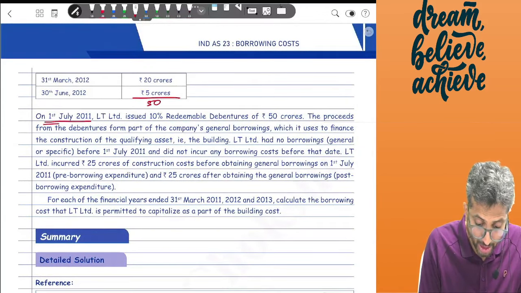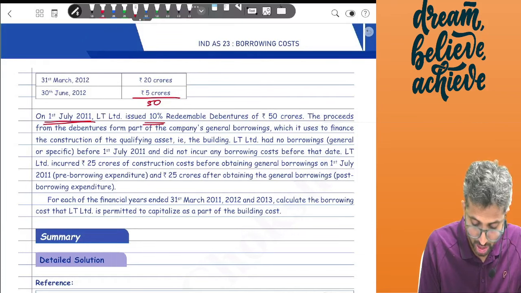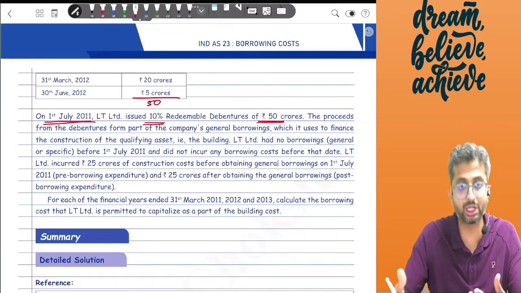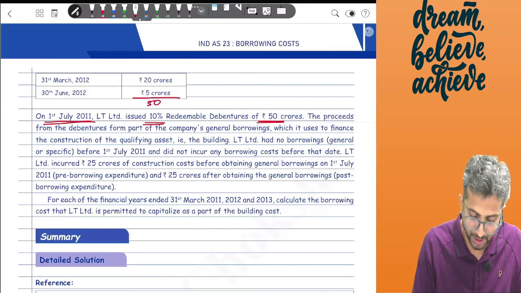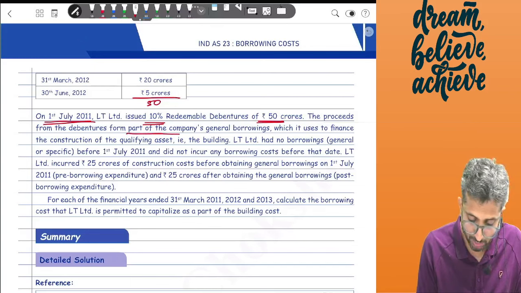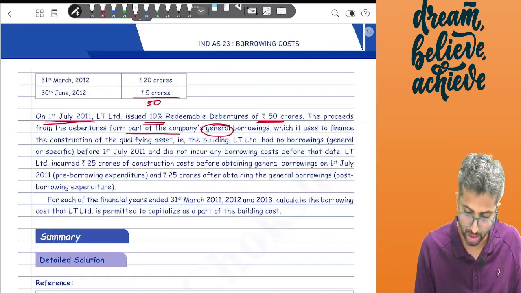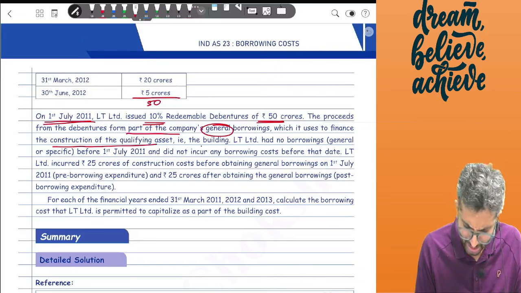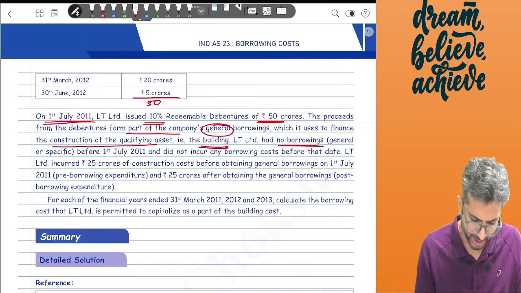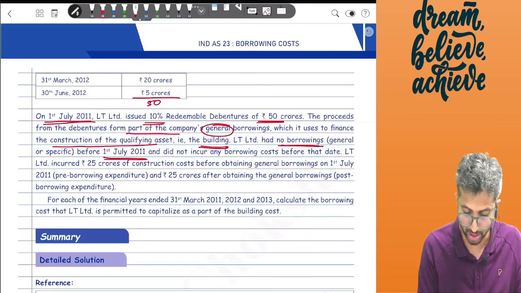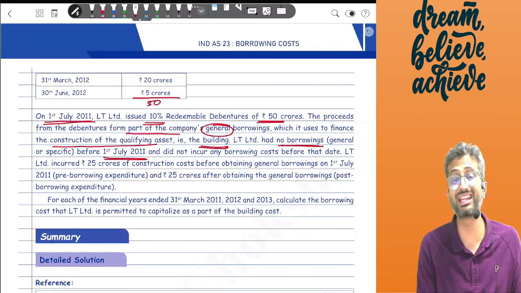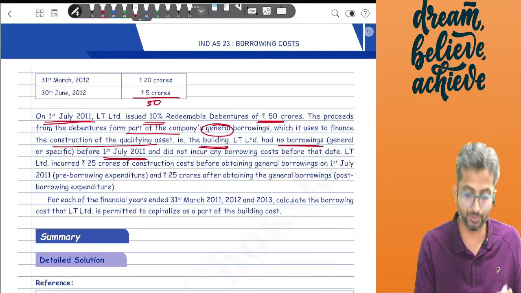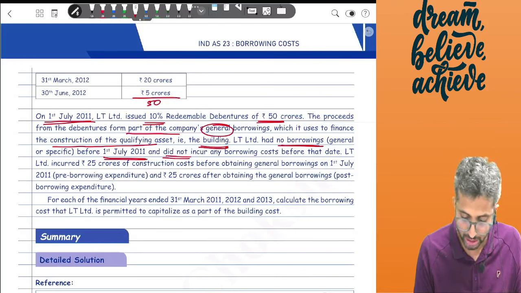On 1st July 11, LT issued 10% redeemable debentures. When you're issuing debenture, that means you're borrowing, of 50 crores. This is on 1st July 11. The proceeds from the debentures form part of the company's general borrowings, very clearly told, which it uses to finance construction of qualifying asset as well. That is building. LT has no borrowings, general or specific, before 1st July. So this is a very interesting situation where there is no borrowings before 1st of July and did not incur any borrowing cost before that date as well.